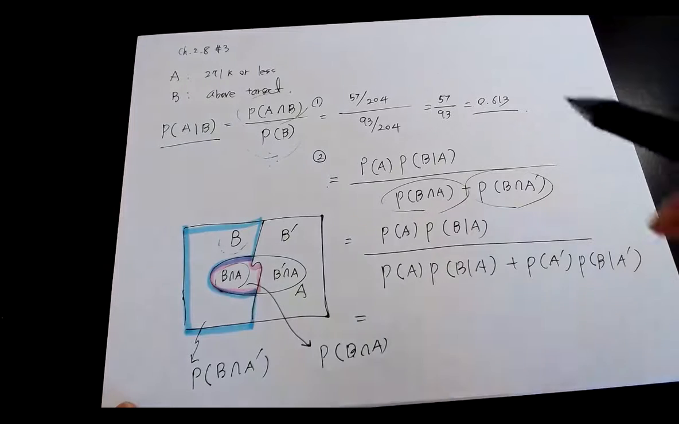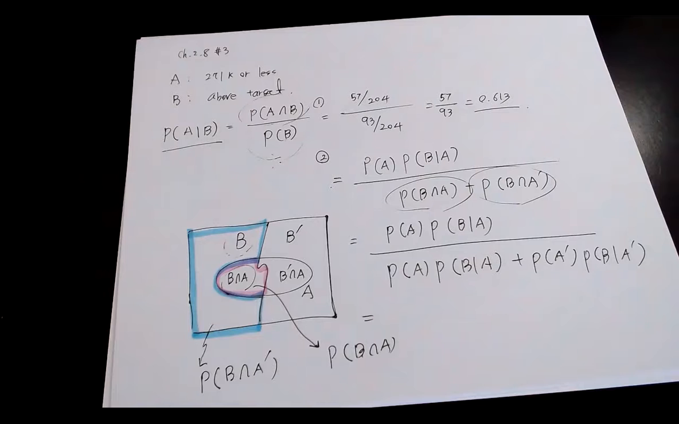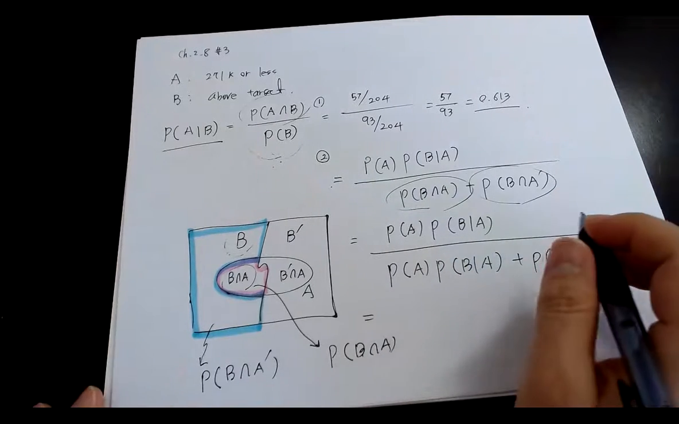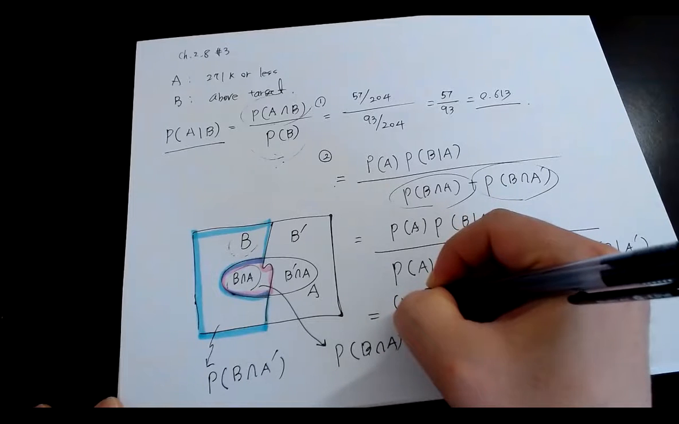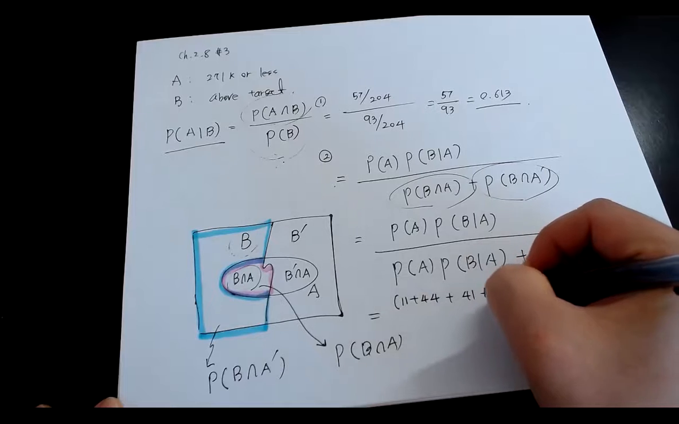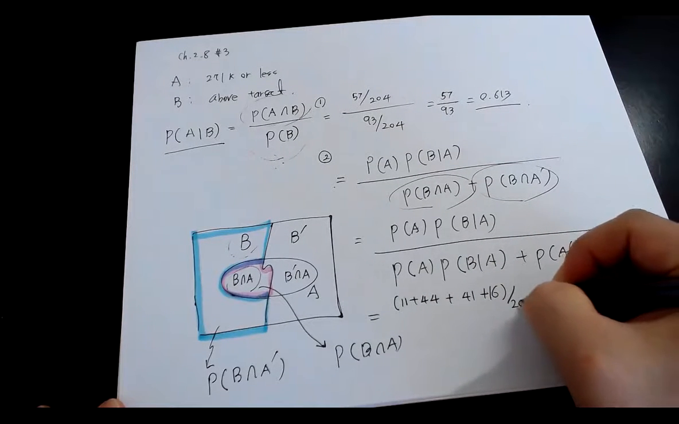So P of A is going to be what? Event A is the number of reactions whose final temperature is less than or equal to 271 K. So it's going to be 11 plus 44 plus 41 plus 16 divided by 204. That's P of A.